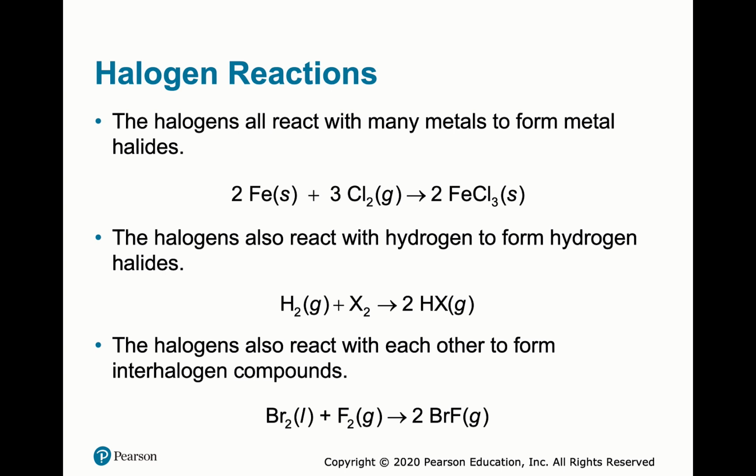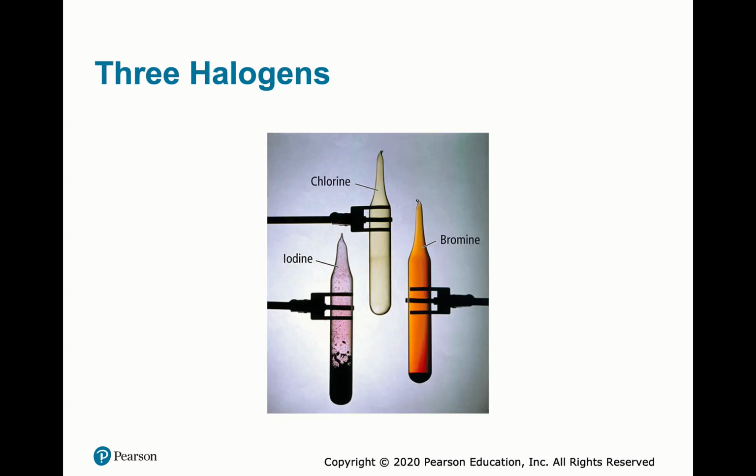They react with metals to form metal halides. They react with hydrogen to form hydrogen halides. So a halogen halide, that's where the word halide comes from. And also halogens can react with each other to form interhalogen compounds. And here's what some of them look like.